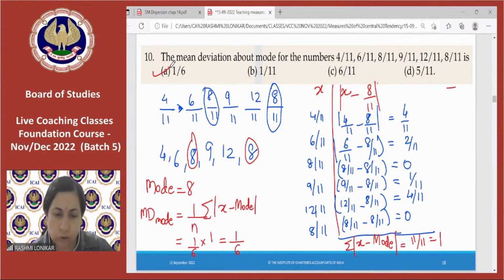And don't forget to do this next step. Okay, this is very important. Otherwise, we will feel that okay, I have found the difference. So that is not enough. You have to also put it in the formula for mean deviation about the mode.